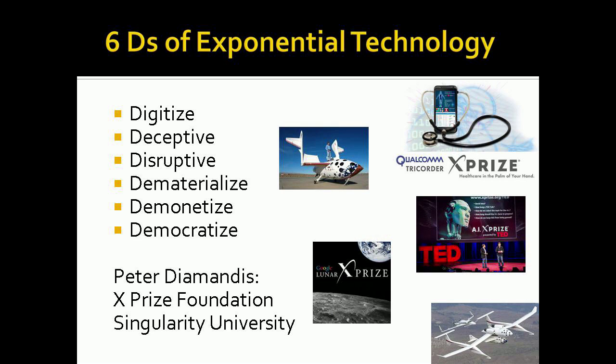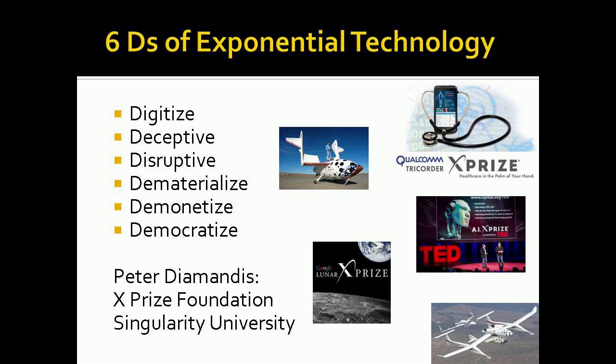But when he talks, he's on TED. So if you ever go to TED and look up Peter Diamandis, you'll see his idea of abundance. The future is abundant or something like that. He talks about the six D's of exponential technology. You first start off with digitizing the world. So everything is being digitized, and that's the beginning of that.